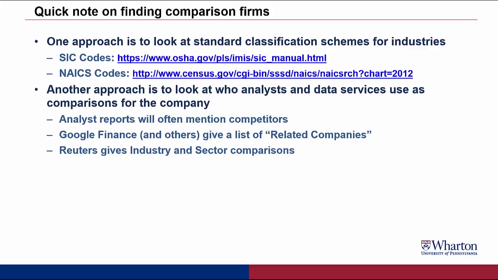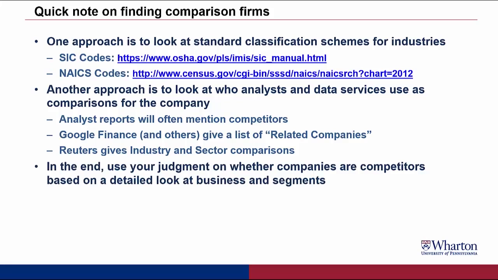Another approach is to look at who security analysts and data services use as comparisons. So if you pick up a security analyst report, they'll often mention the company's competitors. If you go to Google Finance or some of these other sites, they'll give you a list of related companies. And then Reuters gives you industry and sector averages, which you could use as comparisons. In the end, you want to use your judgment on whether companies are good competitors or not, based on taking a look at their business and their segments to make sure they're similar to the company that you're looking at.